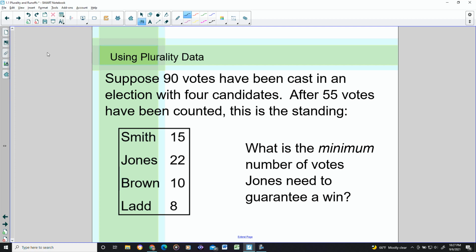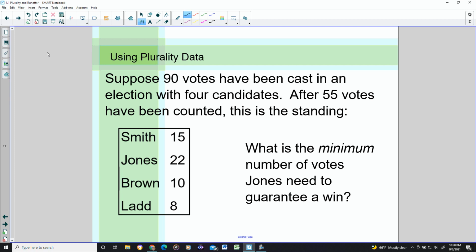Okay, so the next thing, now that's just kind of an introductory. Clearly, again, it's a simple way to run an election, right? Now let's take a look at some of the applications that we can do. One of the things that is important for us to be able to figure out is how many votes would it take for us to be comfortable to win, or in this case, guarantee a win. Here's a situation where plurality data can help us.